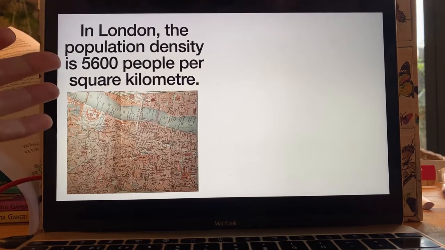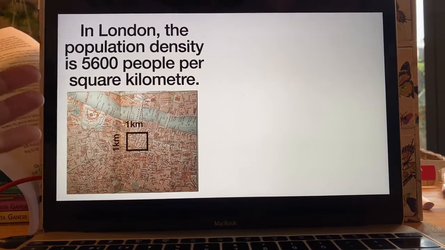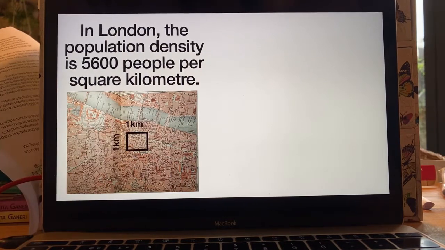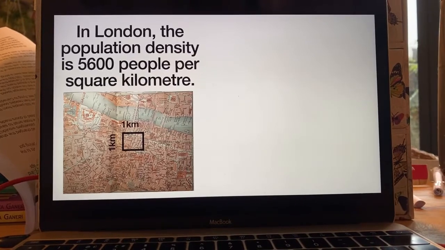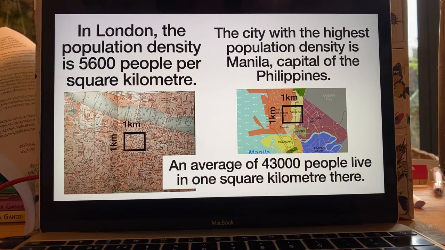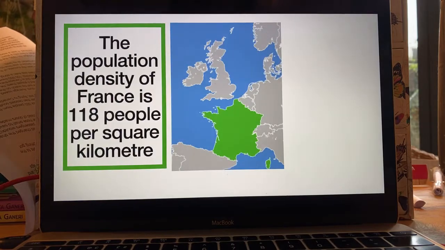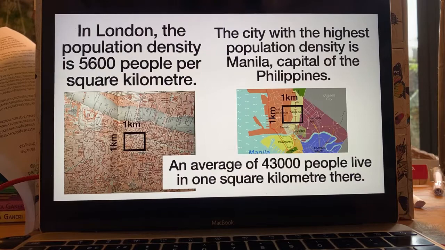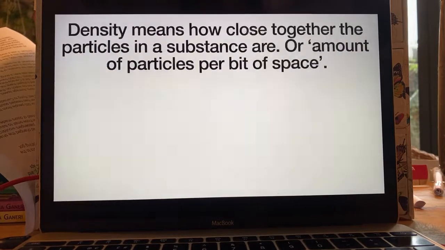In London, the population density, as you'd expect, is much higher. Per square kilometre in London, you will find 5,600 people. And I knew you were going to ask, the city with the highest population density in the world is Manila, the capital of the Philippines. In 1 square kilometre there, an average of 43,000 people live. 43,000 people! In France, 118. In Manila, 43,000.